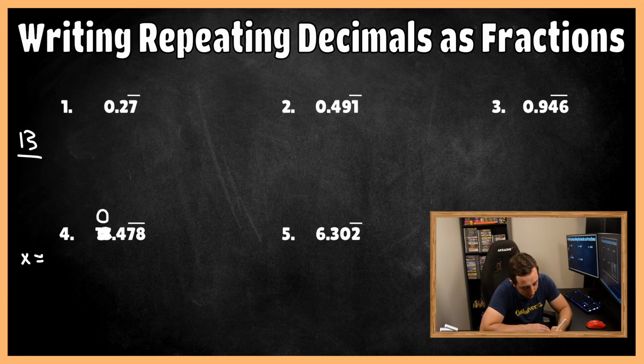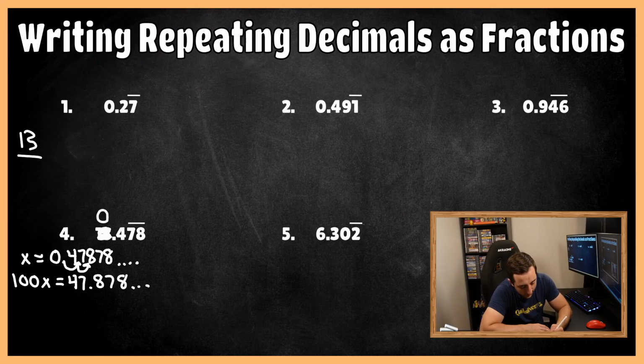X equals 0.47878 with the 78 repeating. We're going to multiply by 100 on both sides because there's 2 numbers repeating over and over again. We're going to move the decimal point 2 place values to the right, so we get 47.878, and now we can subtract them. So we have 100x equals 47.878 minus x equals 0.478.